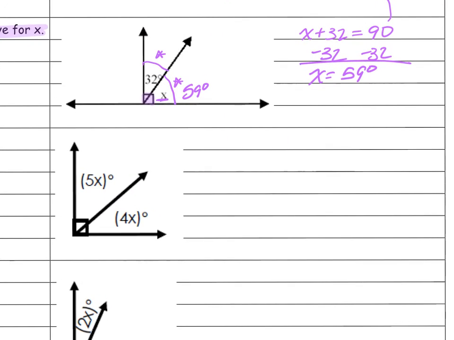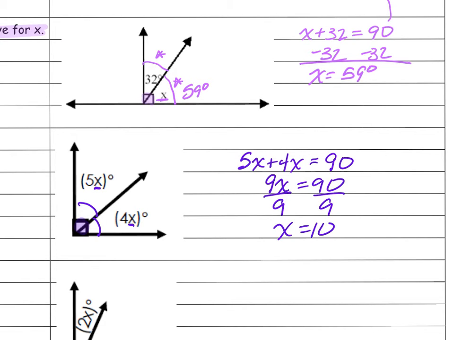This time, when I solve for x, x has to be multiplied by something to give me my degree. I'm solving for x, but I'm not actually finding the angle this time because they didn't ask me to do that. They just asked me to solve for x. So here we go. I have 5x plus 4x. This angle plus this angle equals 90 degrees. That means 9x equals 90. Divide by 9. x equals 10.